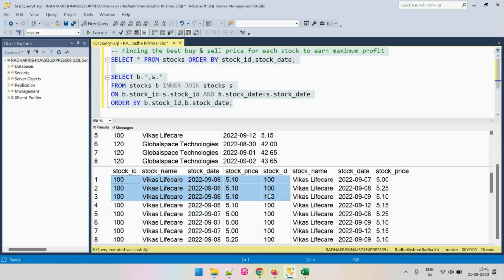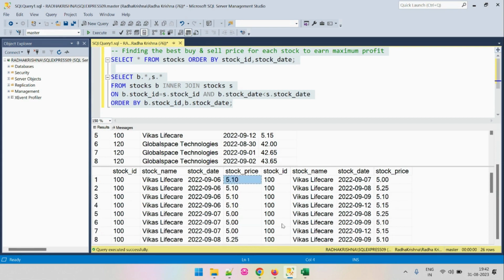Like for example, this is one set. With the purchase date as 6th of September for this stock, we have all the corresponding sell entries for the same stock. This will help us to check for all the combinations. Similarly, for 7th of September, we will have another set created with the sell dates being after the purchase date. So likewise, we have formed all the combinations.